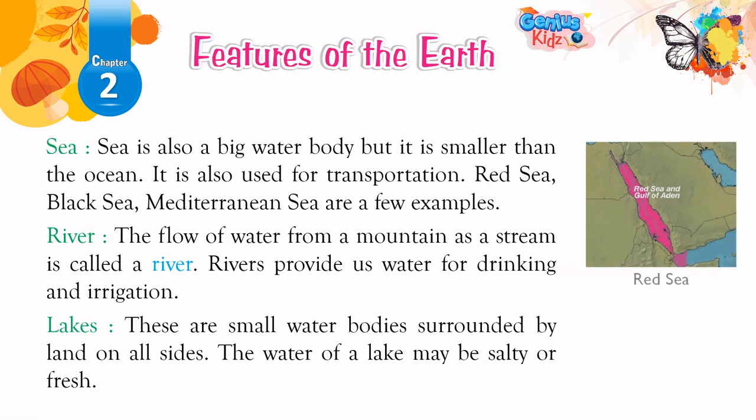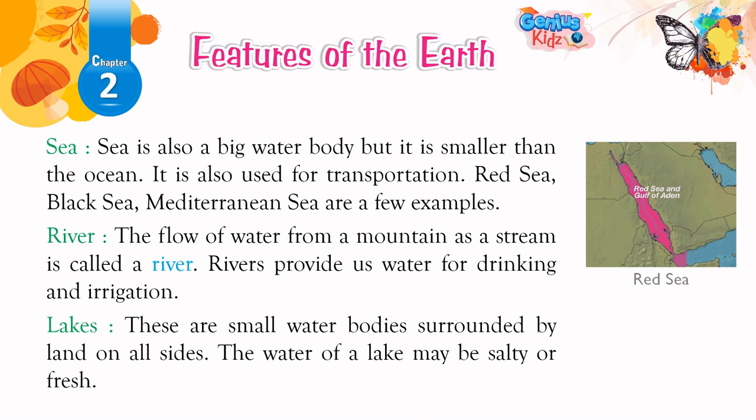Sea. Sea is also a big water body, but it is smaller than the ocean. It is also used for transportation. Red Sea, Black Sea, Mediterranean Sea are a few examples. River. The flow of water from a mountain as a stream is called a river. Rivers provide us water for drinking and irrigation.